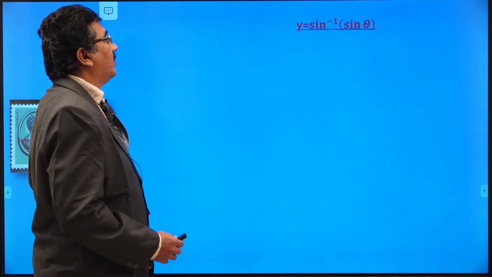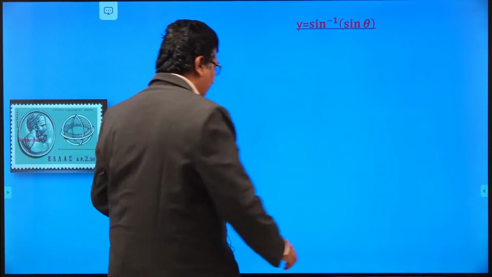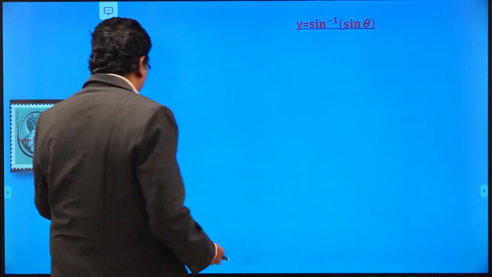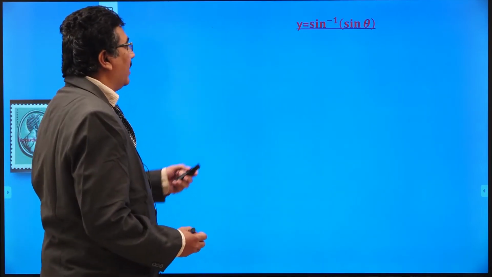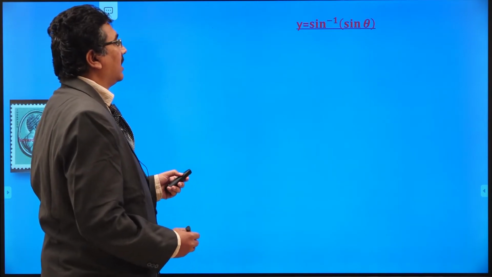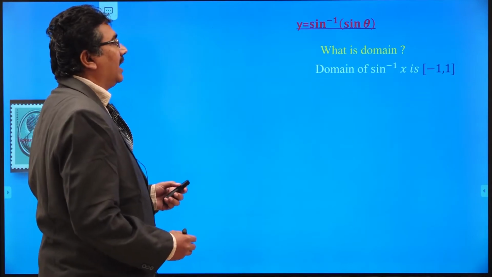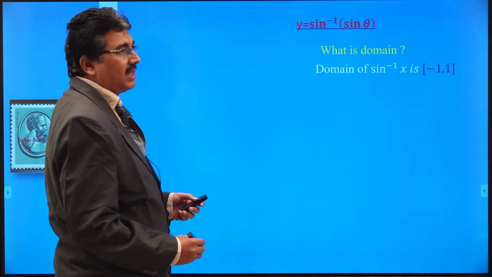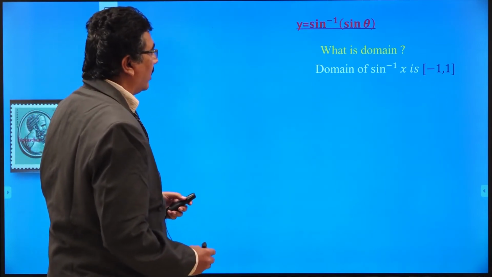How to draw the graph of y is equal to sine inverse of sine theta? For that, what is the domain of sine inverse of sine theta? The domain of sine inverse x is the closed interval minus 1 comma 1.